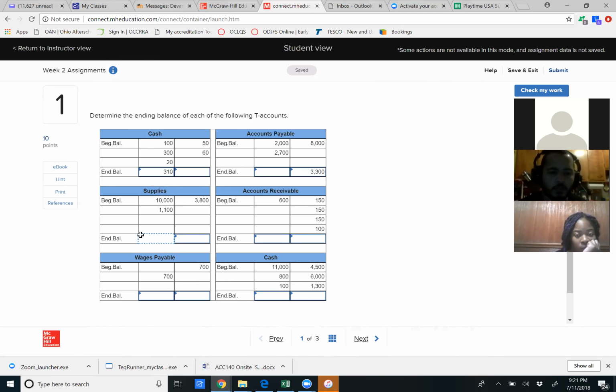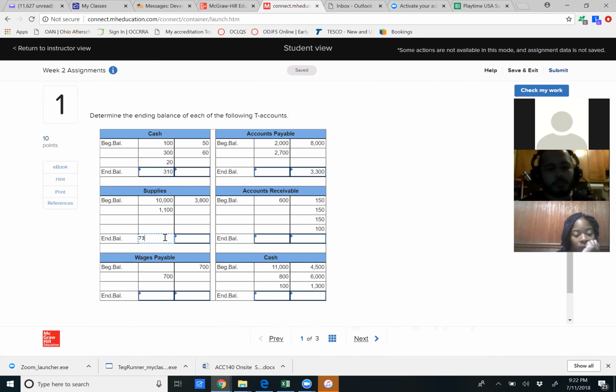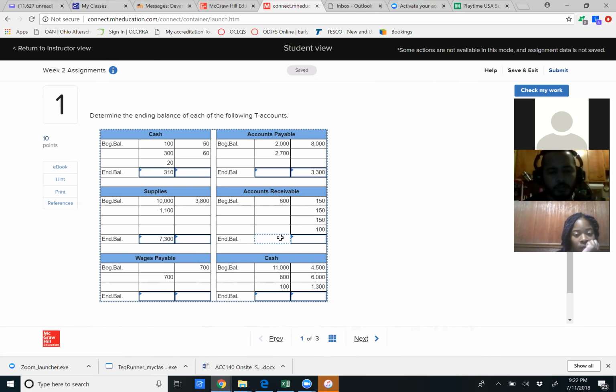So the next one, for supplies, is going to be 10,000 plus 1,100 versus 3,800. So which side is it going to be on? The left. It's going to be on the left-hand side. So 10,000 plus 1,100 equals 11,100 minus 3,800. So our balance is going to be 7,300. Make sense?